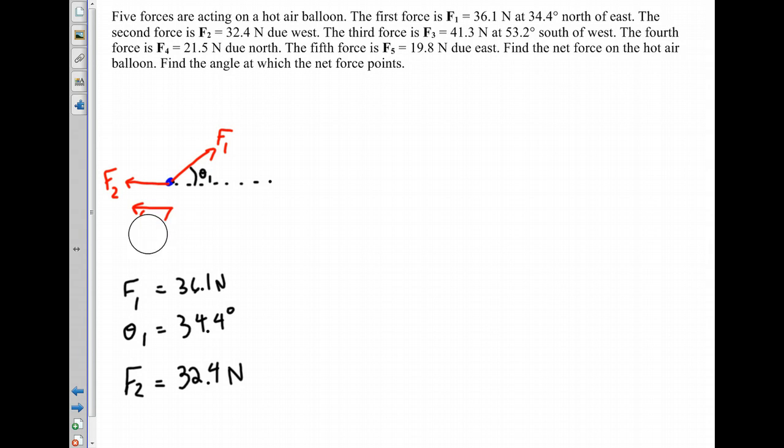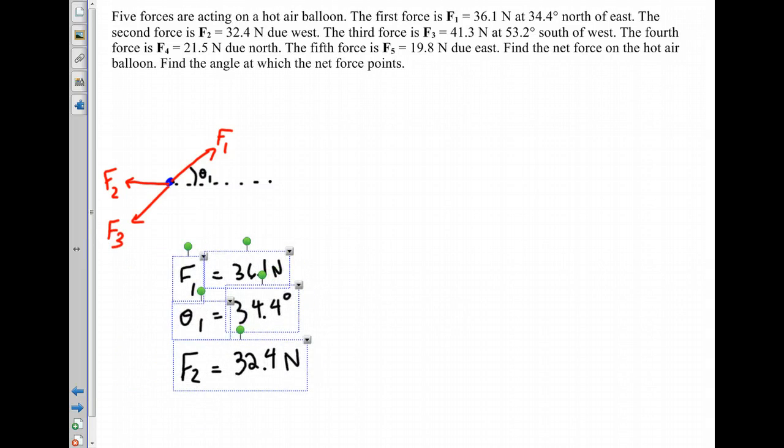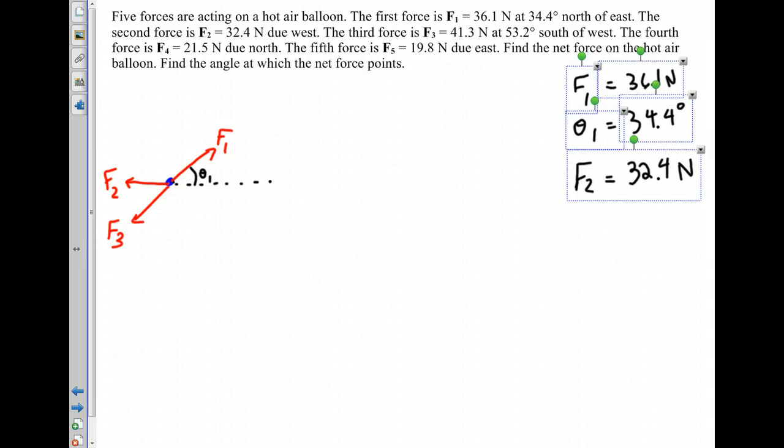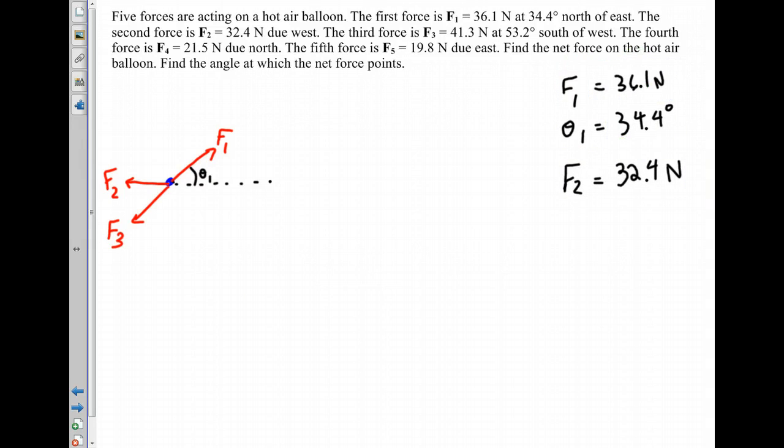So if west is over this way, it's kind of south a little bit of west. But whoops, I have to make sure that I draw it starting at the blue dot. So it's south of west. Not north of west, but south of west. Right? North of west would be up here. That's not what it's doing. It's south of west. And what are the numbers I put for F3? Let me move this over. F3 is 41.3, and its angle is 53.2, like that.